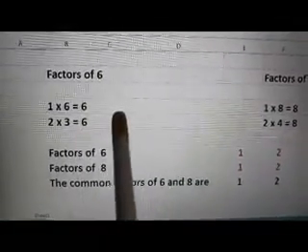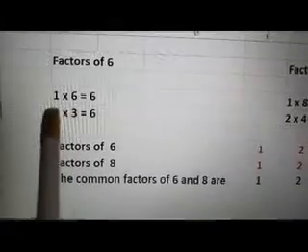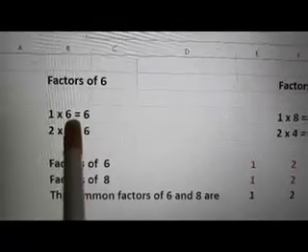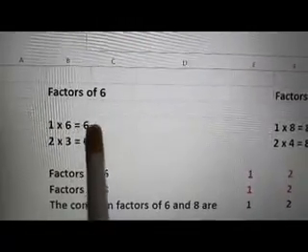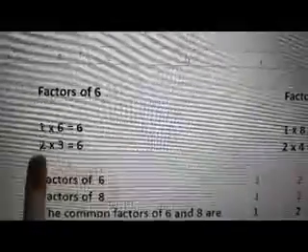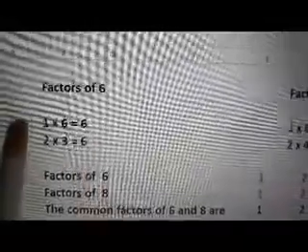Now factors of 6. As we know, 1 is the smallest factor of every number and the number itself is the greatest factor. So 1 and 6 are the factors of 6. Now 6 is an even number, so 2 will be a factor. 2 times 3 is 6. So the factors of 6 are 1, 2, 3 and 6.